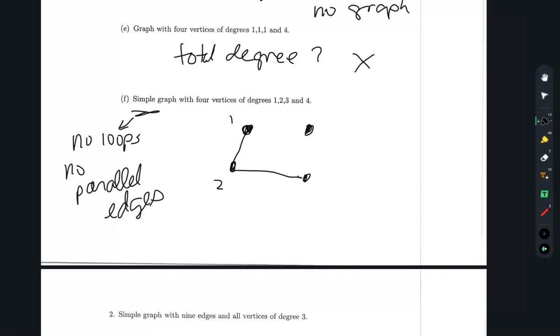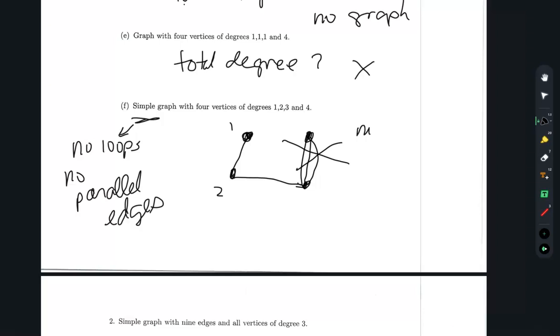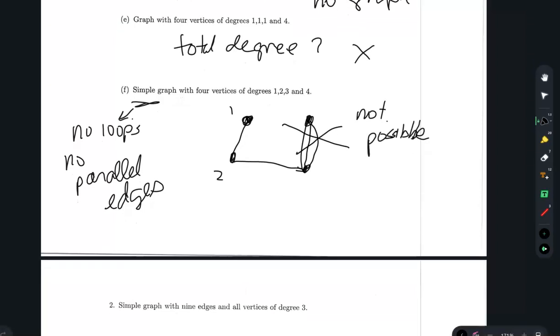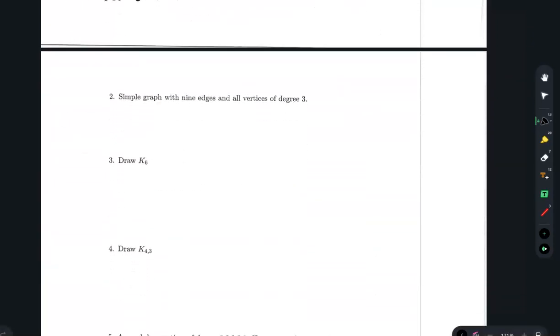wait a minute. I could try making this one of degree, well, if I can't do a parallel edge and I can't connect with that one, the only way I could possibly do it is with parallel edges, so it is not possible without having parallel edges or loops. So simple graphs are a little more challenging.